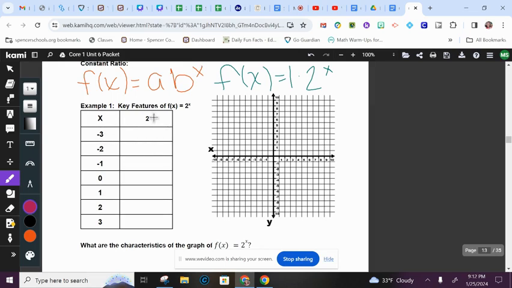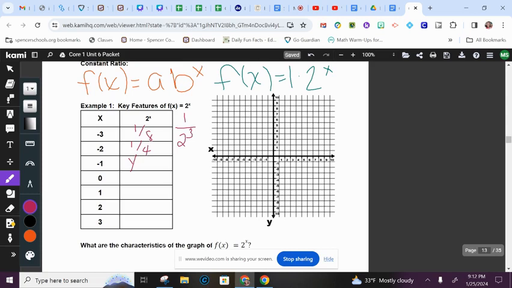We're going to input -3. So 2 to the negative third power, and I want to leave everything as fractions. That's the same as 1 over 2 to the third power, which is 1/8. And then 2 to the negative second power is 1/4. We talked about this pattern a week ago: every time you go down, since the base is 2, you divide by 2. And in this case, we multiply by 2 because we're going up in value.